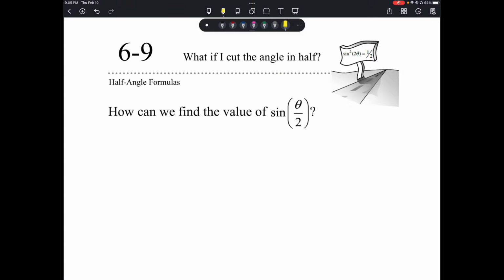Today we are going to focus on half angle formulas. Yesterday we did the double angles. The day before we did the sum and difference formulas. So this is just that third set of angle formulas that you're learning. Let's start out here. It asks us to find the value of the sine of half of theta.